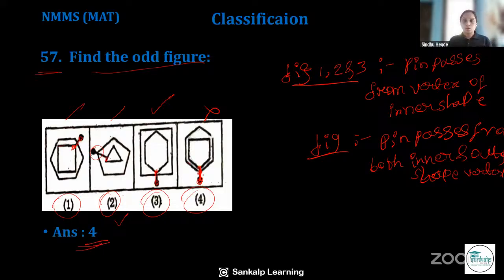Look here, image 4 clearly shows that this one is the vertex for the inner and this is for the outer. The pin passes through both vertices. In all the remaining images, the pin passes through only the inner shape vertex. So here the answer is 4. Thank you.